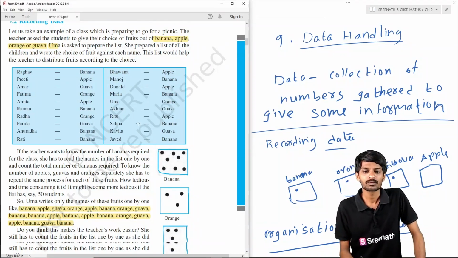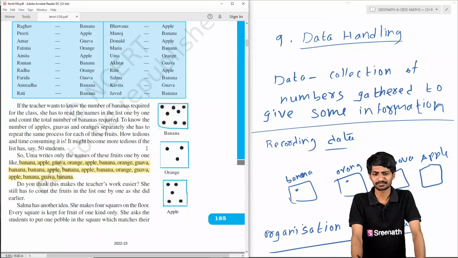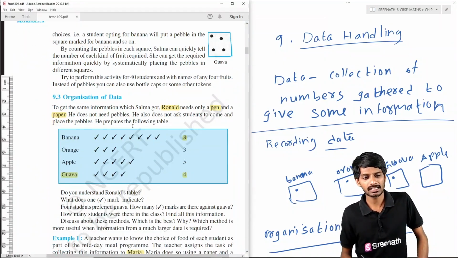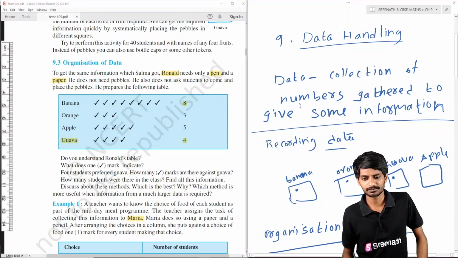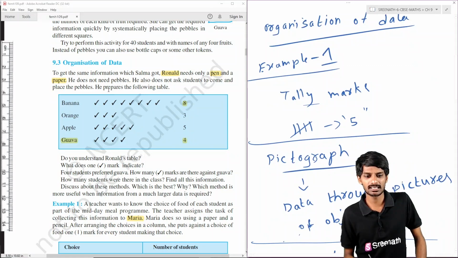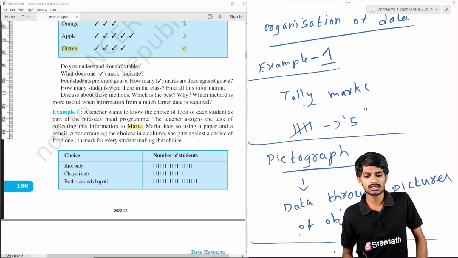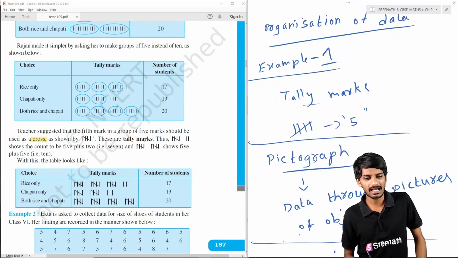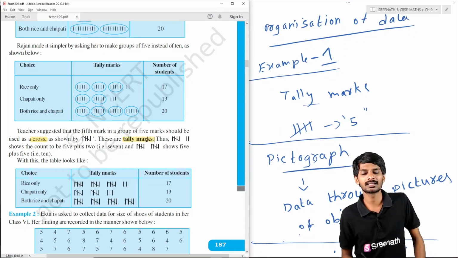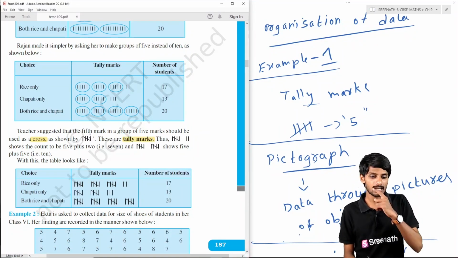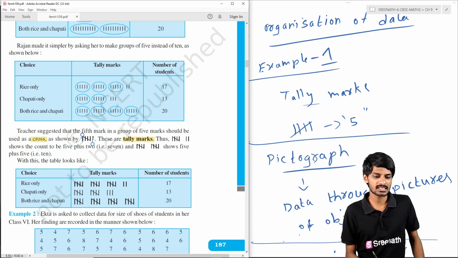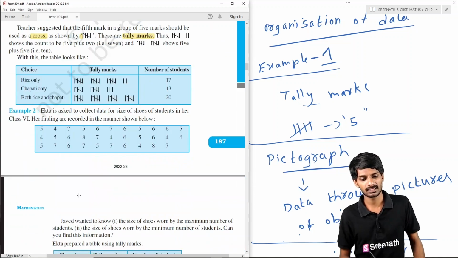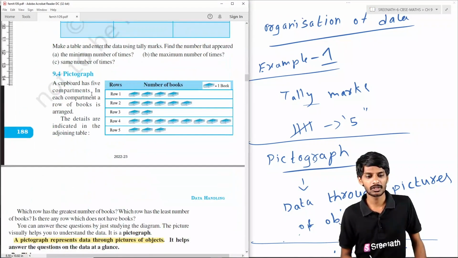Next thing is recording data. Sorry, students. We have to record data, and we use a much simpler way. Next thing is organizing data. How to organize the data? Our conclusion is that, students, we use tally marks to organize the data, and this symbol represents 5, students, like that. Next thing is the pictograph, students.